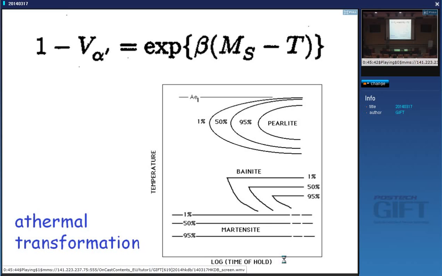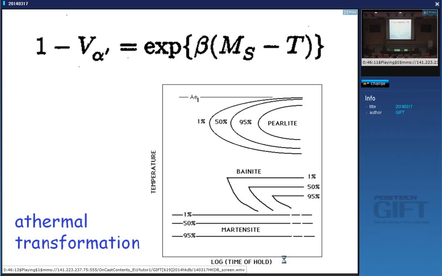Now, a key characteristic of martensite is that it's athermal. What does that mean? Athermal means if I cool my steel to this temperature, I will get 1% martensite. If I hold it at this temperature, I will still get 1%. There isn't an increase with time. If I cool it further, I will get more transformation. But here I will get 50% no matter how long I hold it.